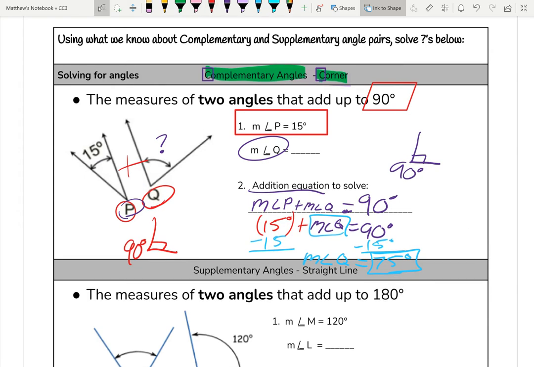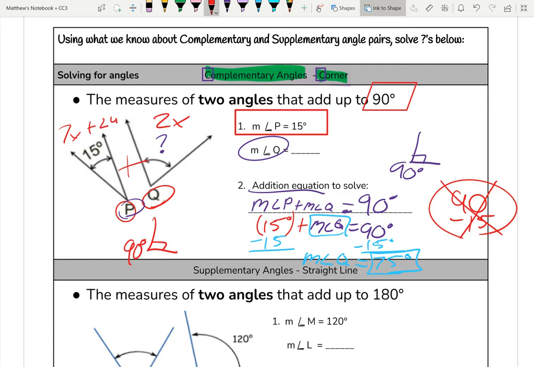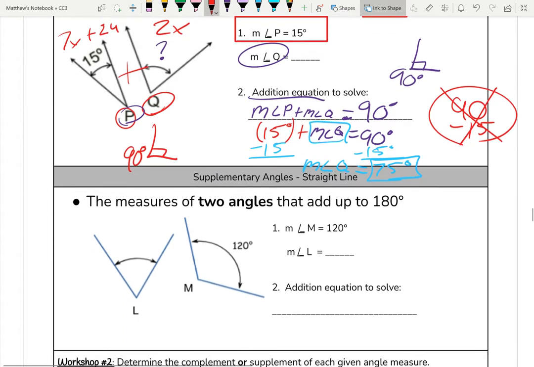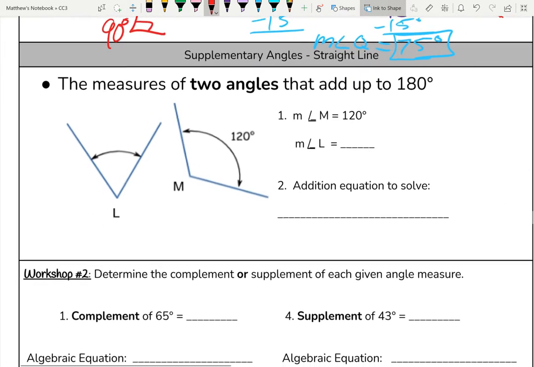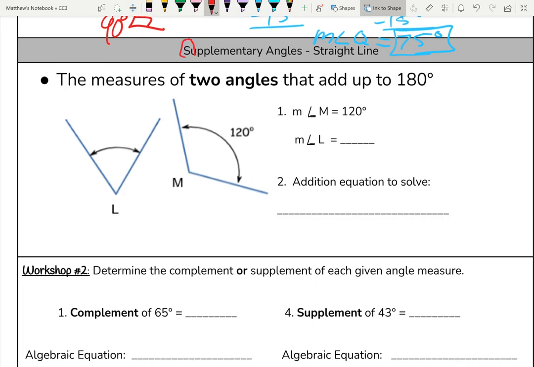And you're probably thinking, well, why did I set up an equation? I knew I just had to do 90 minus 15. And my answer to that is that it's not always going to be that easy. And you'll see why in just a moment. Just think if we had maybe 2x here, or 7x plus 24, then we'd have to set it up and solve algebraically.